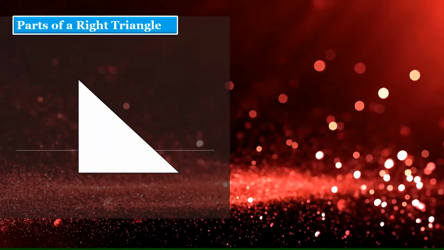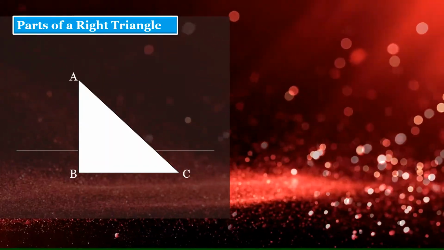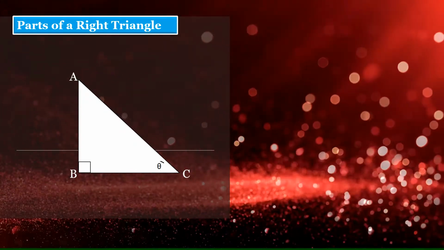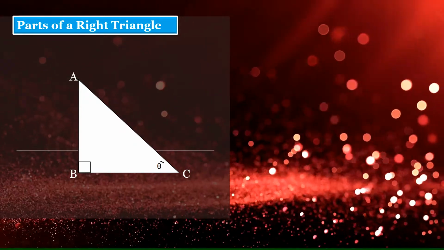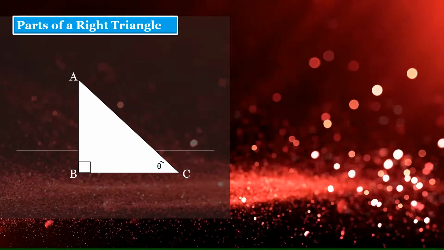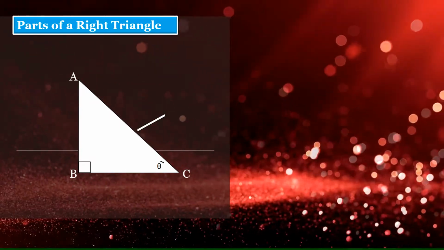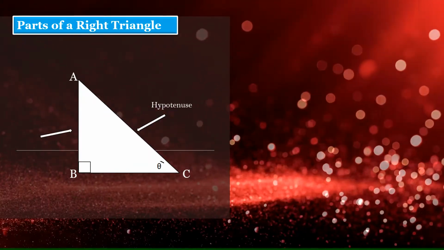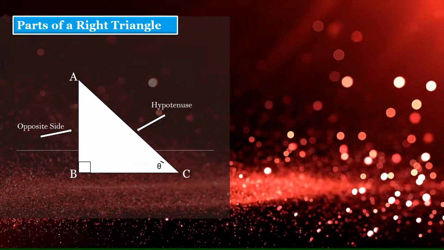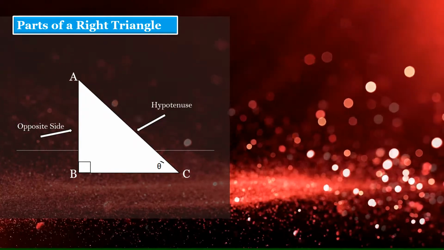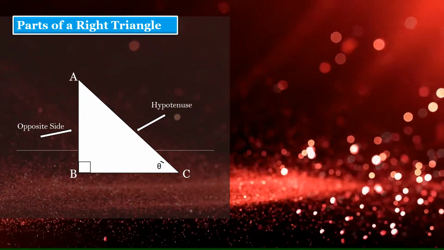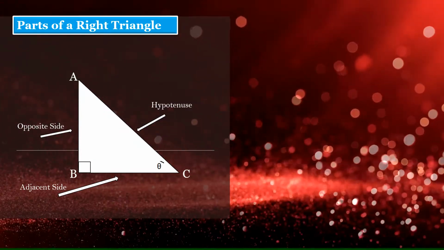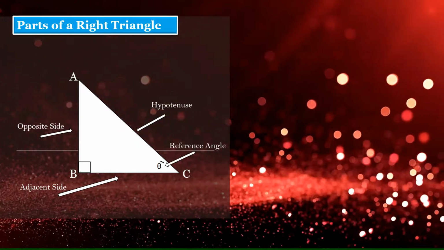We have a triangle, and let's name our triangle triangle ABC. Of course, we have the theta, which is the reference angle, and the symbol for a right angle. The opposite of a right angle is what we call the hypotenuse. And the two legs of our right triangle are what we call the opposite side, which is the opposite of our reference angle, and the adjacent side, which is adjacent to the reference angle.